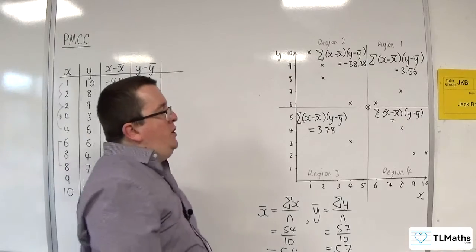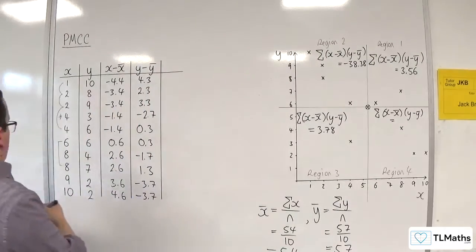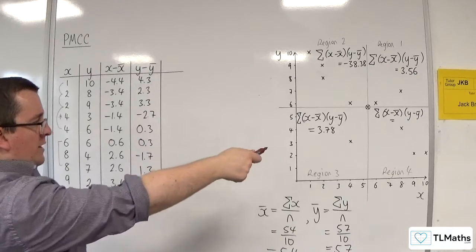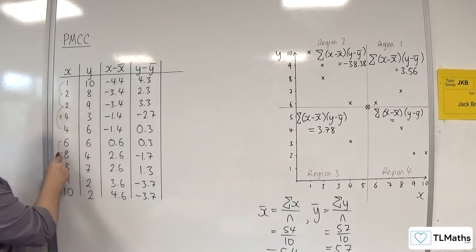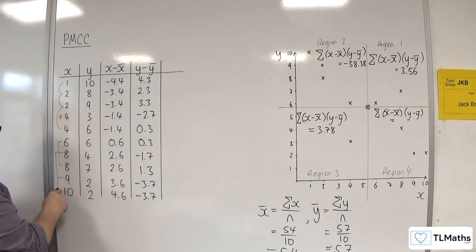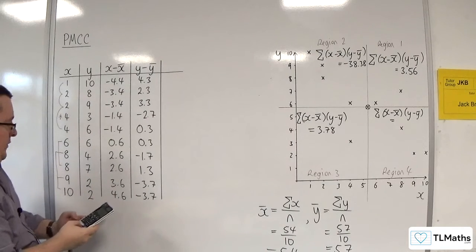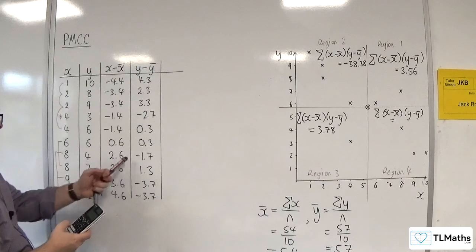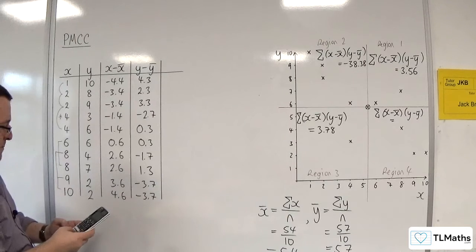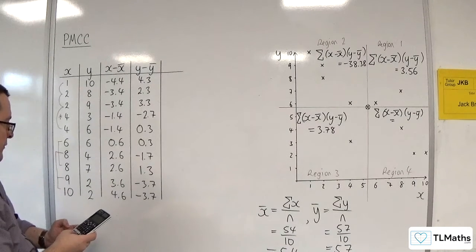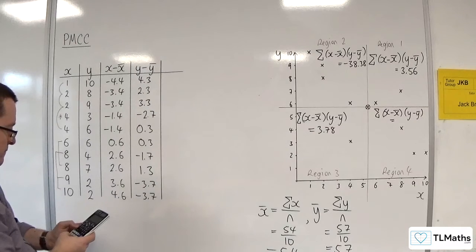So if we now look in region 4, we've got 3 points remaining. We've got the 8, 4, the 9, 2, and the 10, 2. So we've got that one, and that one. So 2.6 times minus 1.7. We've got 3.6 times minus 3.7, and 4.6 times minus 3.7.